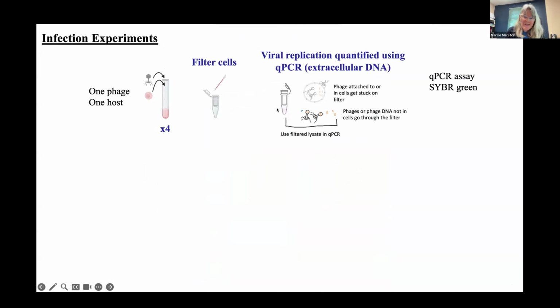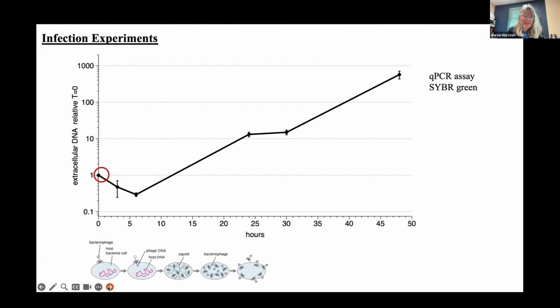So we are just left with phage that are complete virions, right? Or loose DNA. And what we're filtering out is then any phage that's attached to or stuck to cells. And so we are using a qPCR SYBR Green assay to look at the dynamics of infection. And I'm just going to walk you through what one of these might look like.